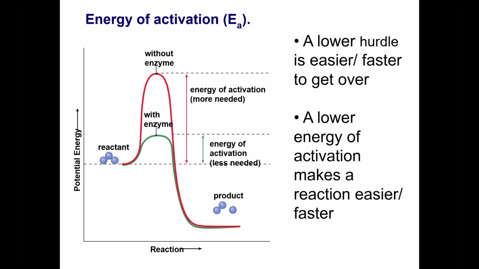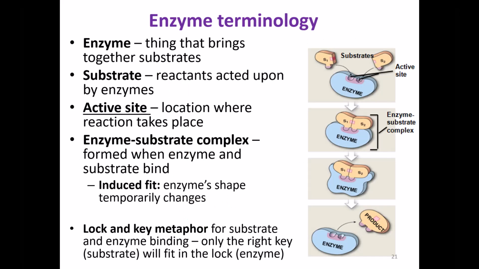So again, that activation energy is the energy required to start that reaction. And with enzymes, that reduces the activation energy. So enzymes increase the rate of the chemical reaction. They make starting the reaction easier. Some enzyme terminology: the enzyme is the thing that's bringing our substrates together. Substrates are the new term for reactants in an enzymatic reaction. So substrates bind to something called the active site on the enzyme, and an enzyme substrate complex is formed.